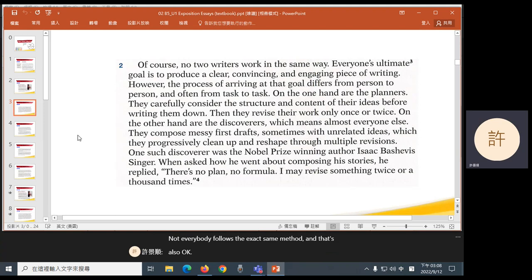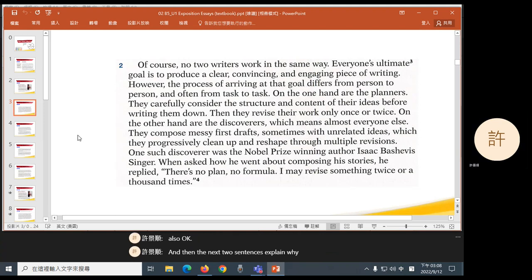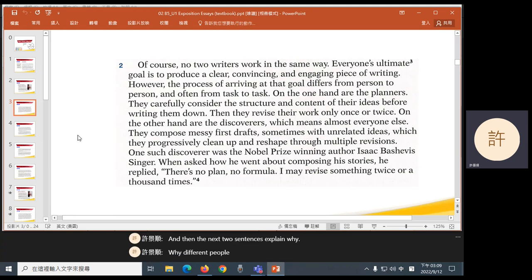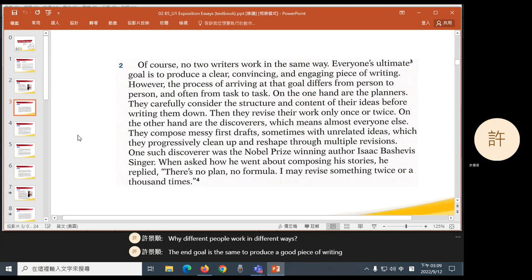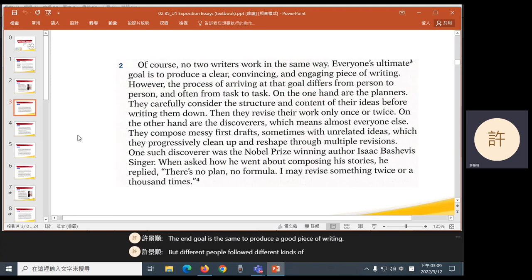And then the next two sentences explain why. Why different people work in different ways. The end goal is the same, to produce a good piece of writing. But different people follow different kinds of process. And so if your process is different, your methods will be different.